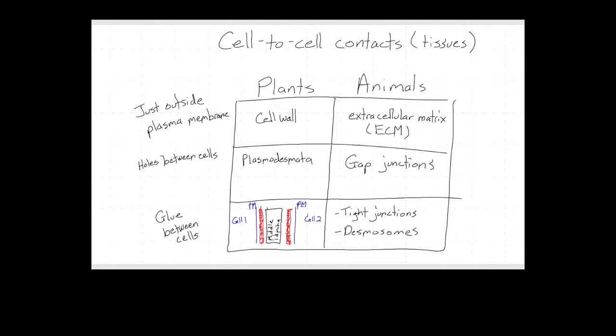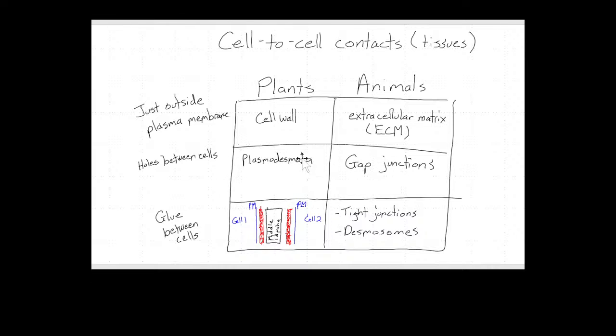And then cell-cell contacts. This is just a quick discussion of how plant cells are connected within tissues versus animal cells. So just outside the plasma membrane, the plant cells have cell walls. Meanwhile, animal cells have extracellular matrix, or ECM for short, since that's kind of a mouthful. Then we've got holes between the cells. Holes between plant cells are called plasmodesmata, versus in animal cells, they're gap junctions.